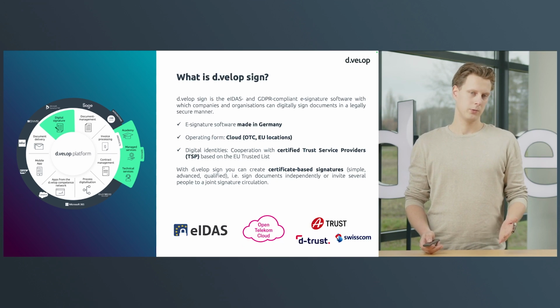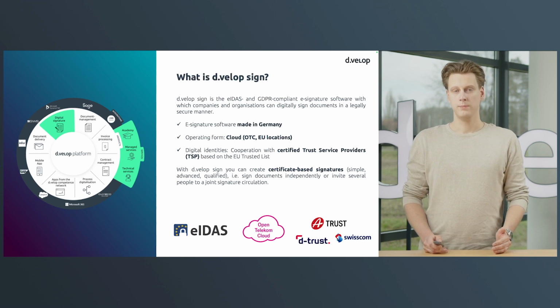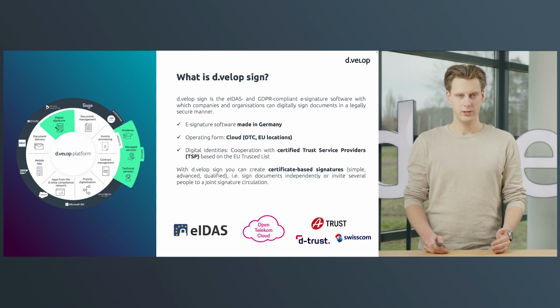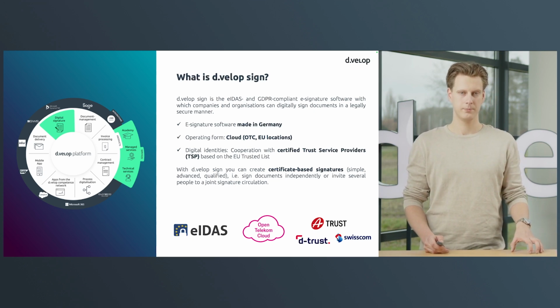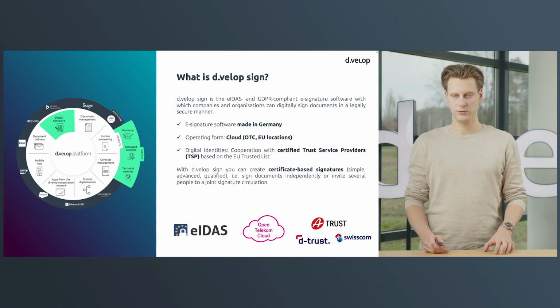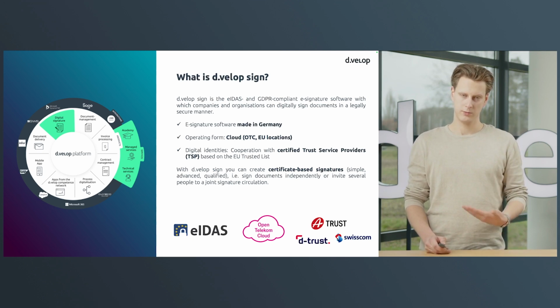So what is d.velop Sign now? d.velop Sign is the eIDAS and GDPR compliant e-signature software of the d.velop platform. It is developed in Germany by d.velop AG and operated in the OTC, the Open Telecom Cloud. The OTC relies on purely EU locations. We'll also address this topic later in this presentation. In addition, d.velop Sign collaborates with certified trust service providers to be able to verify digital identities without a doubt. And in this setup, d.velop works with these trust service providers to be able to issue certificate-based signatures.